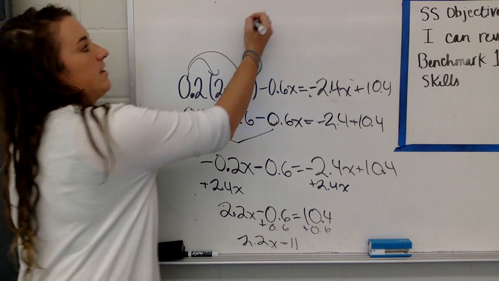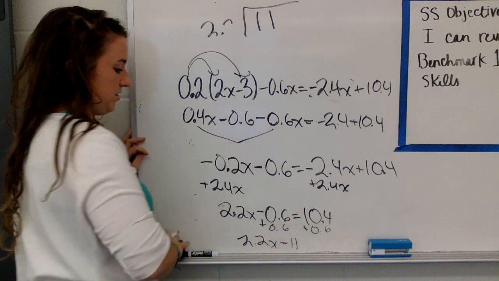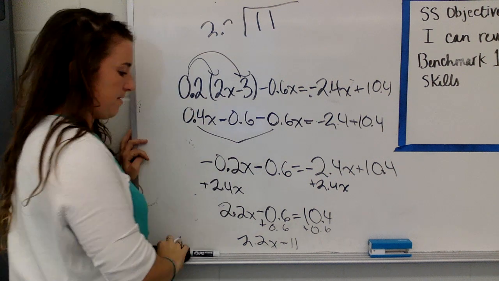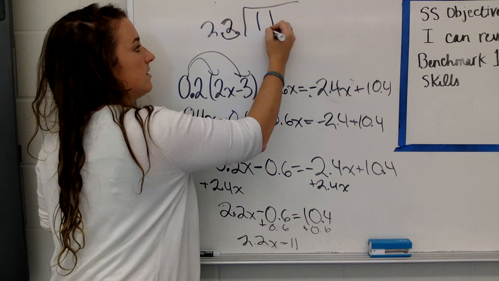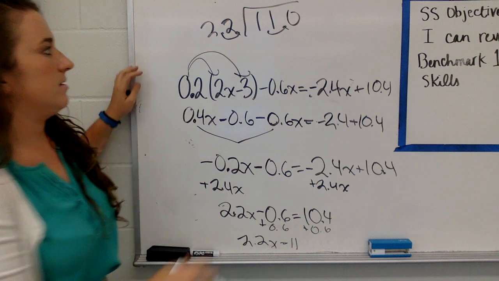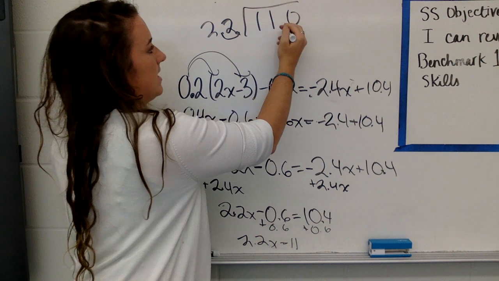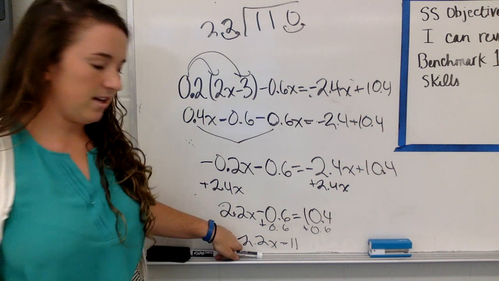Once you divide, you would have done 11 divided by 2.2, top in, bottom out. Move the decimal once, move the decimal once, and then divide from there. Try dividing and check your answer on a calculator.